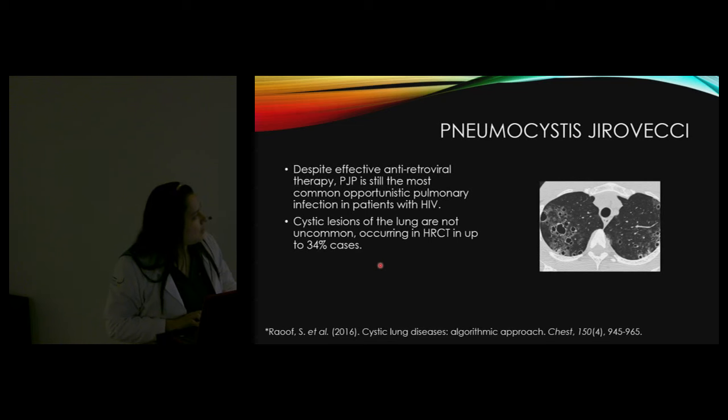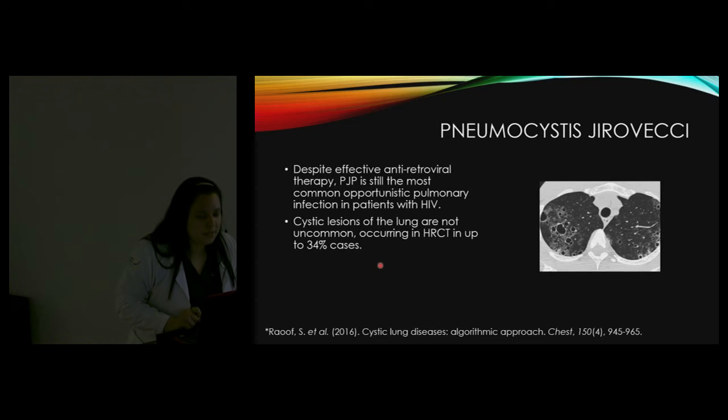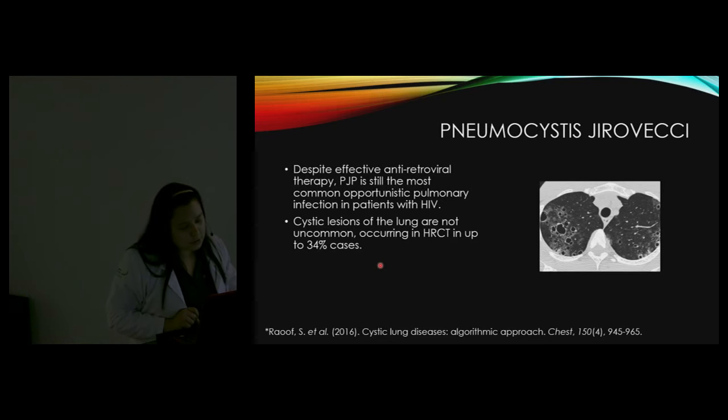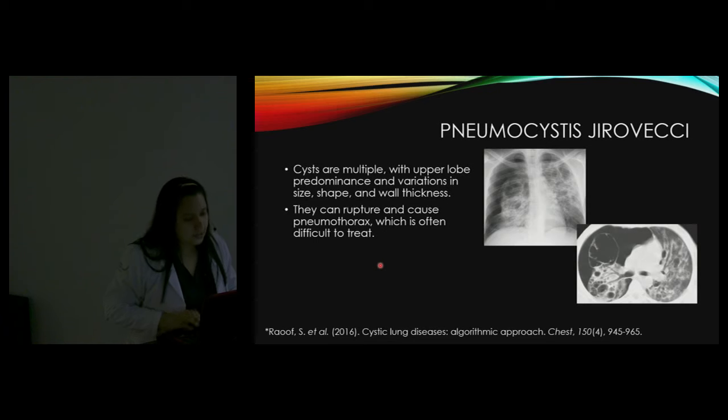So pneumocystis jirovecii, despite the use of effective antiretroviral therapy, is still the most common opportunistic pulmonary infection in patients with HIV. As I told you, cystic lesions are usually in long-term infection, but they are not uncommon. Actually, they can occur in about 34% of the cases on CT scans. Okay, cysts usually are multiple. They tend to be in the upper lobe, and they can vary in size, shape, and wall thickness. They can also rupture and cause a pneumothorax, which is often difficult to treat.